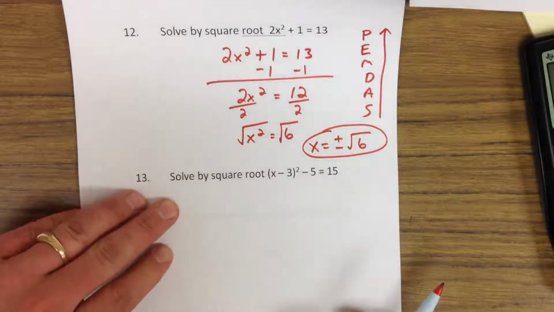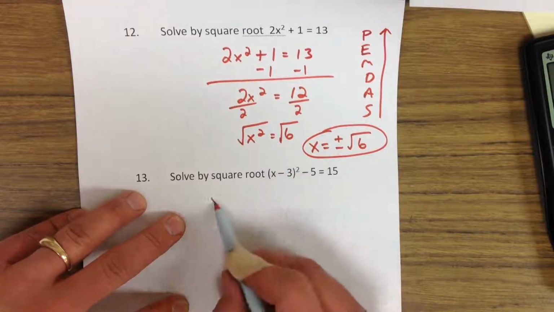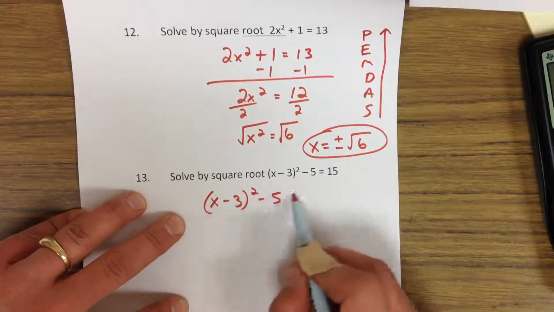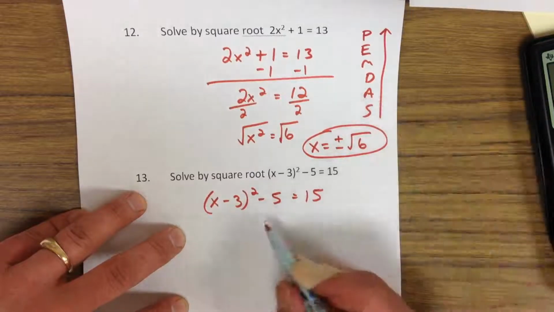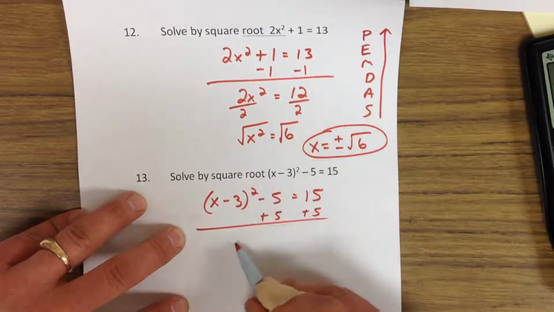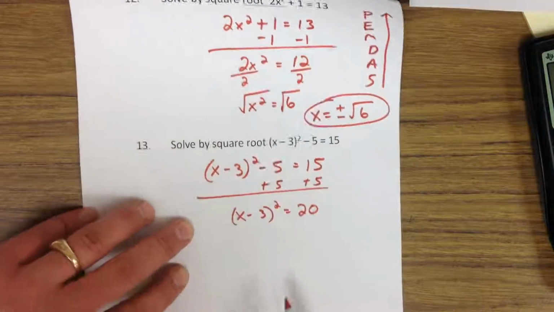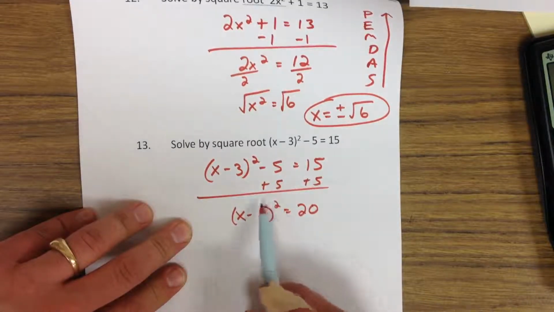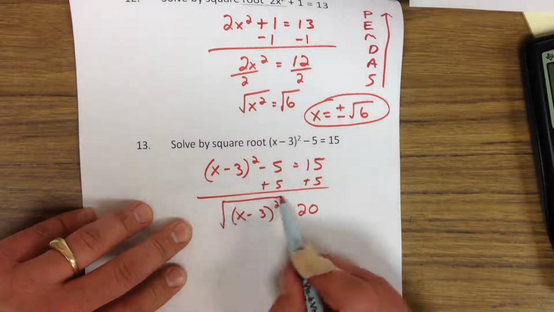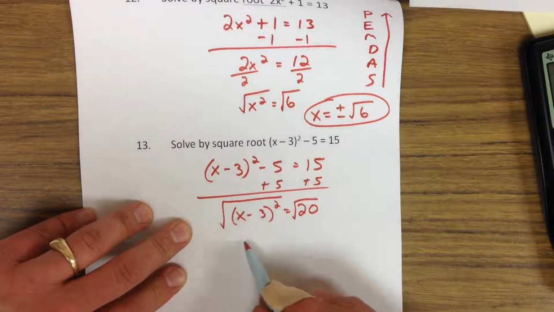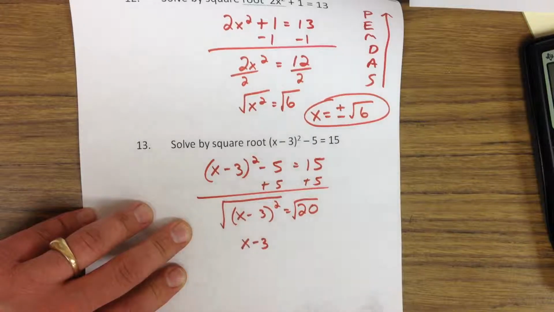Okay, number 13. This one's a little different. We have a quantity squared and we have a negative 5. So before I do anything with this square root, I still want to get rid of the subtraction first. Now, I have a quantity squared, so it's really like I have the exponent by itself. So now I can square root that, and the square root of anything squared, you just get what's underneath.